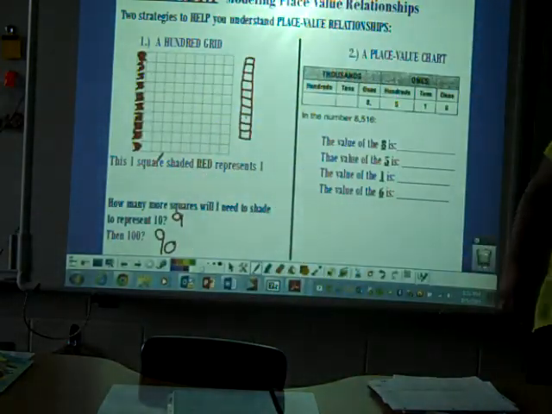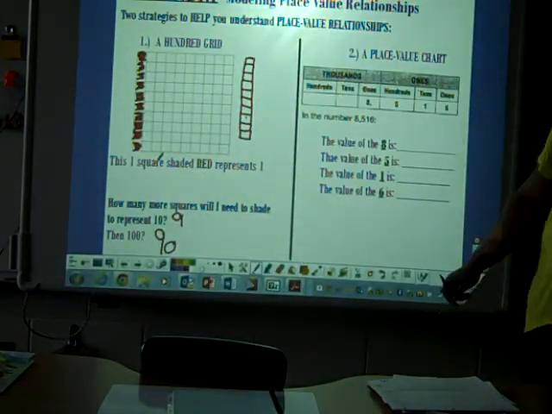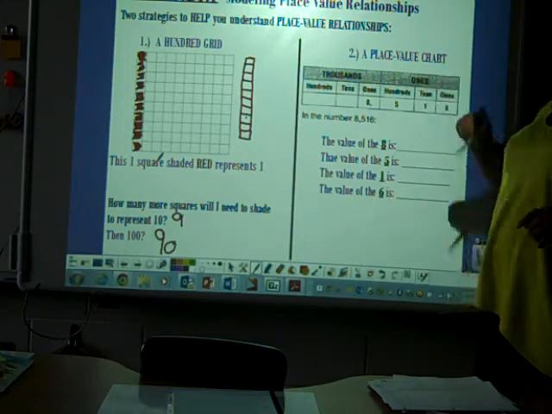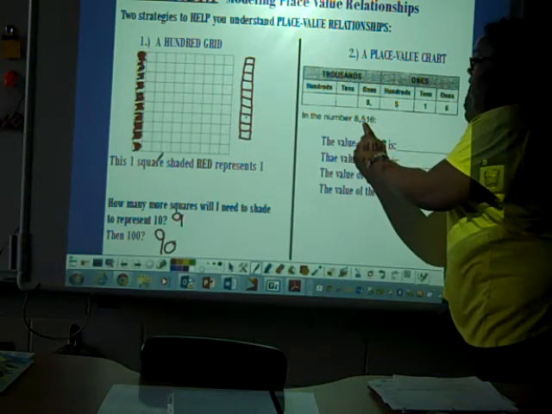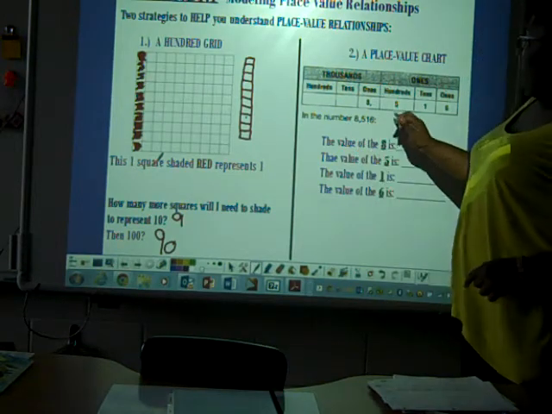Now, the second strategy to help you with place value relationships is a place value chart. We have the number 8,516. I'll write a little bigger for you.